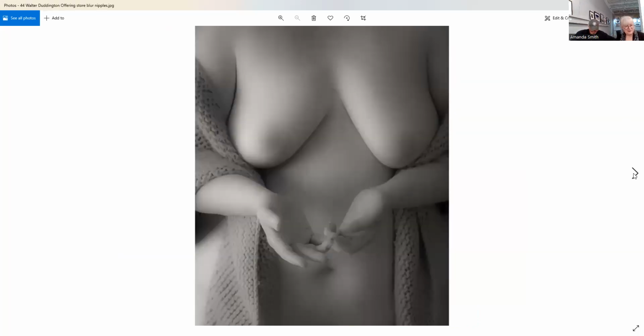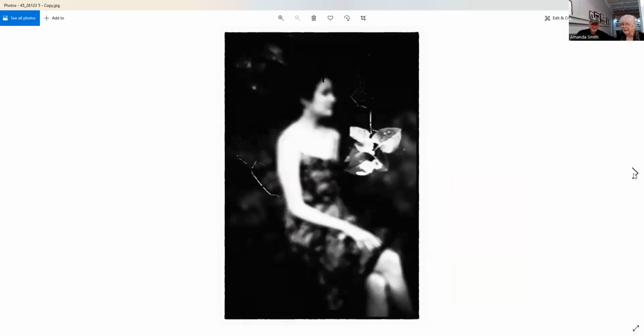This image is by Walt Duddington. He lives in Beaverton, Oregon. It is part of the 27. And the title of it is Offering. And I had to do a little work on that. Sorry. This image is by Katie Golobic. Katie lives in Cedar Rapids, Iowa. It is untitled. It's beautiful.